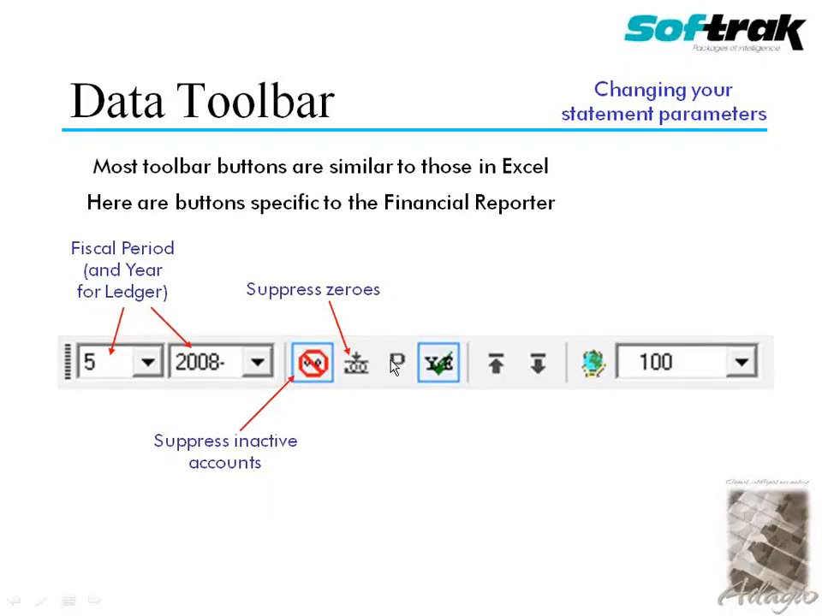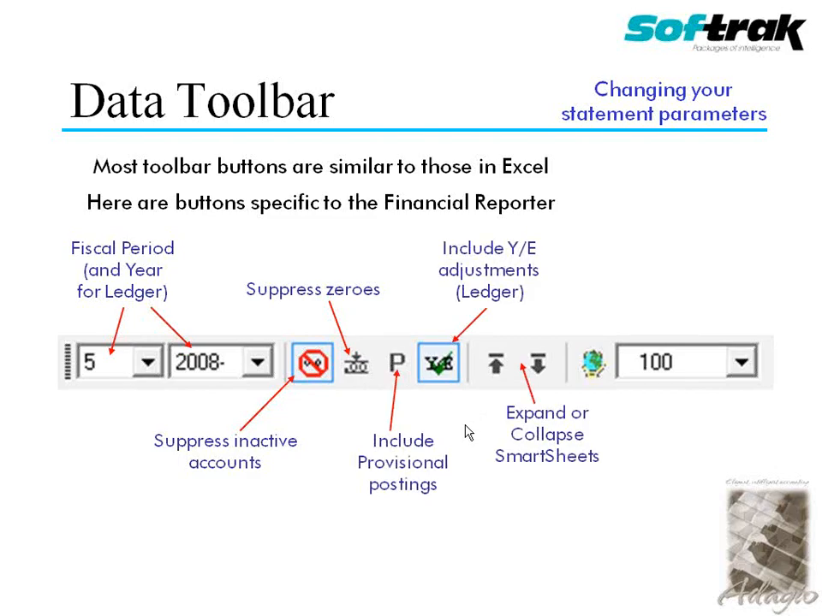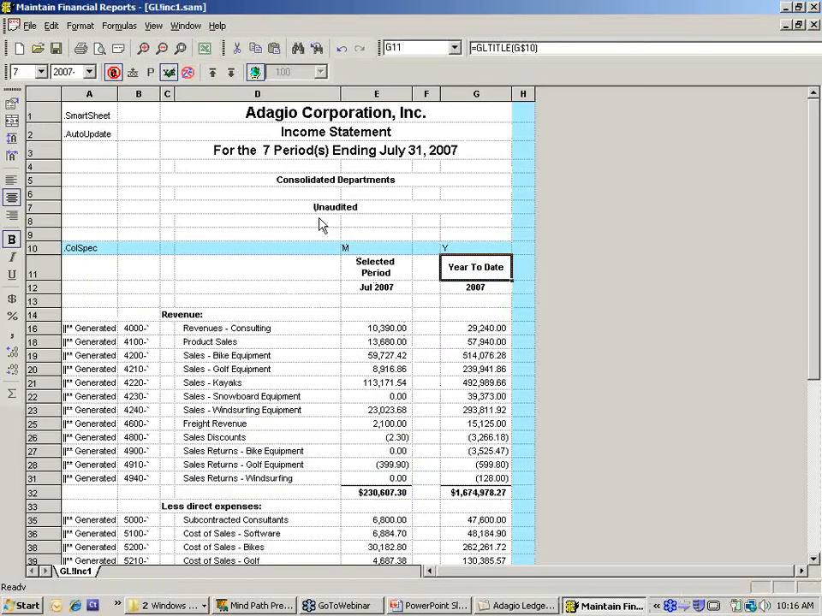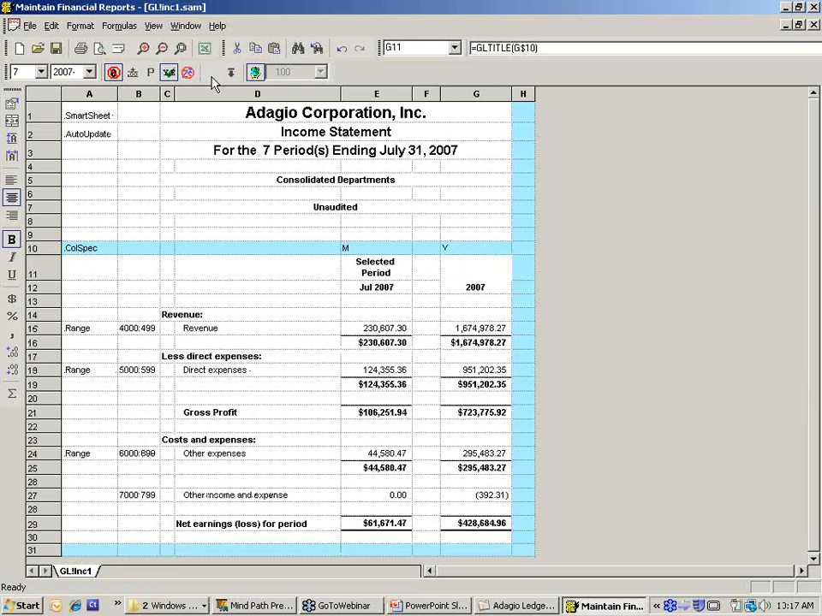Okay, so back to our PowerPoint, provisionally posted, and the year-end adjustments. Now, these next two buttons, expand and collapse, are only turned on if you have a financial statement that's a smart sheet. I'm going to talk a little bit about smart sheets, but if you have a smart sheet, which means that the cell in A1 says the word smart sheet, then you have the option of expanding or collapsing the sheet. If I collapse the sheet, I get a single row that shows me the sum of all the revenue accounts. I'll just make this column just a little bit bigger.